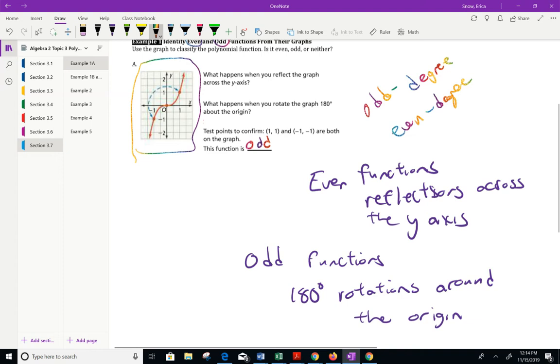So this is an odd degree polynomial. And then if you want to know if that odd degree polynomial is actually an odd function, what you're going to do is flip your whole paper upside down. So take your notes sheet, turn it upside down right now. And what you should notice is that this graph looks the same upside down as it does right side up. And so it is an odd function.